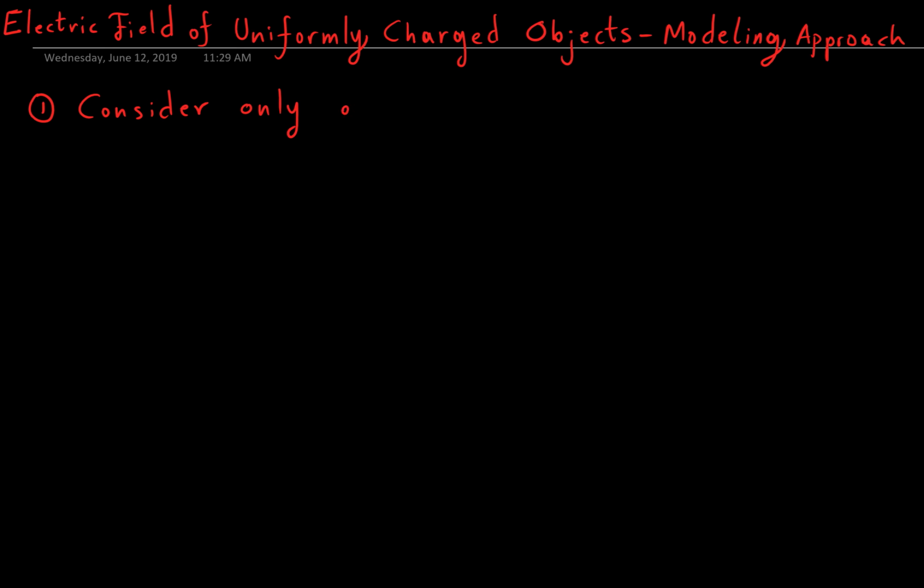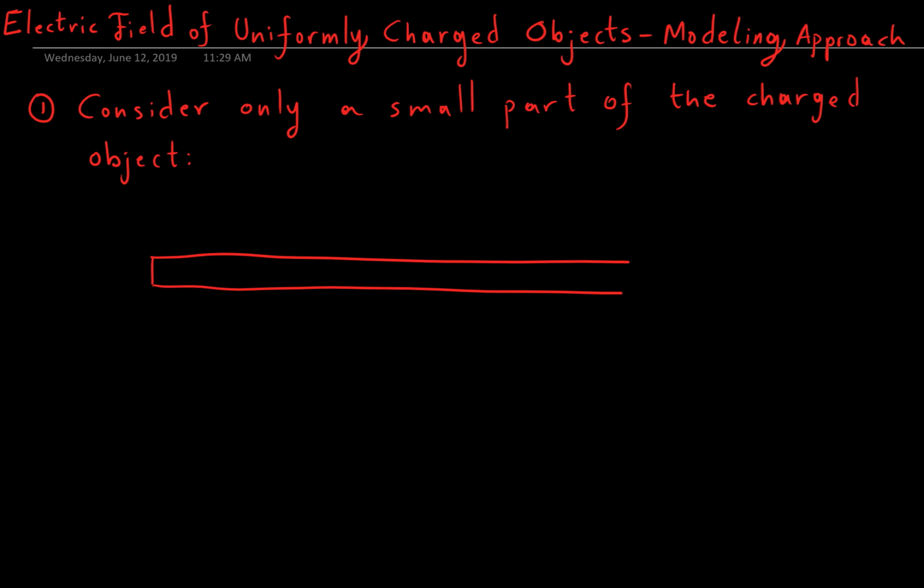You want to consider only a small part of your uniformly charged object. So imagine you have this one-dimensional wire and its net charge is positive. So you can easily describe this as a set of positive charges, all next to each other along one axis or dimension.